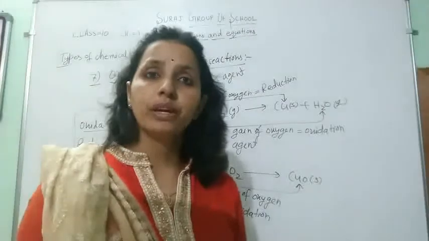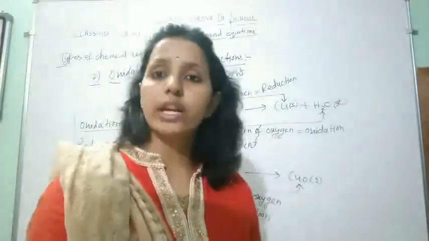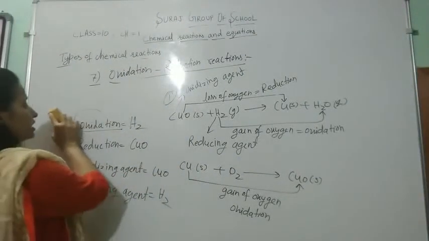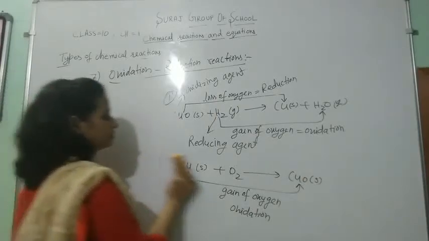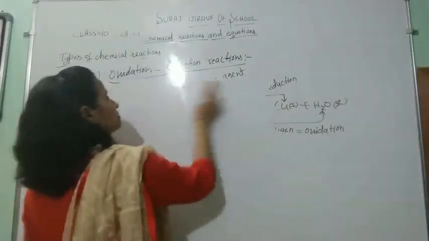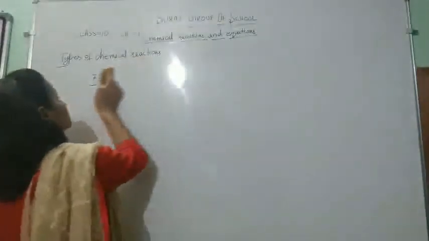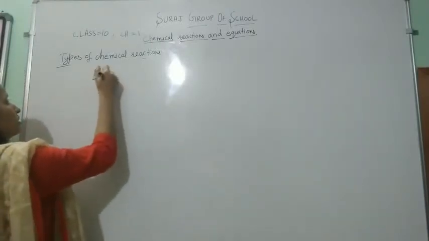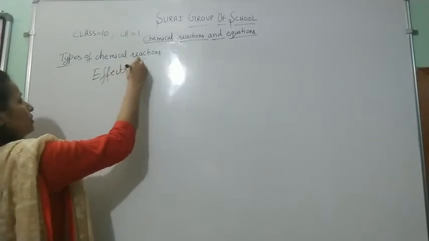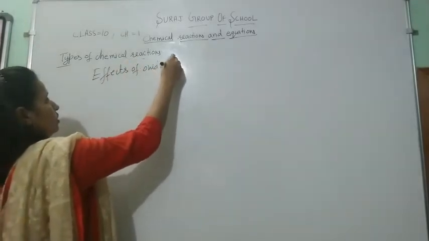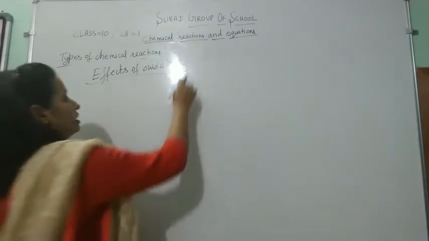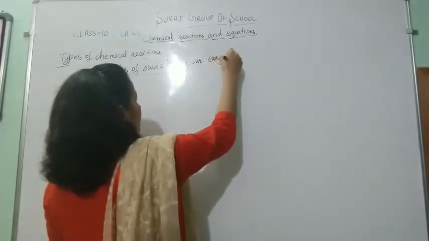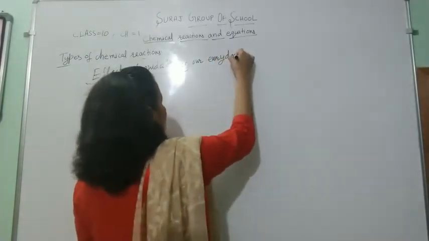Now we take some examples of oxidation in our day-to-day life. These are such as corrosion and rancidity. These are two examples of oxidation reaction in our daily life. Now we take the effects of oxidation in our everyday life.